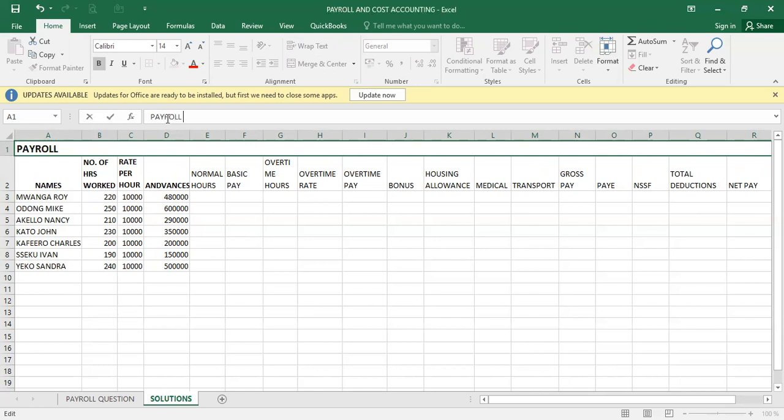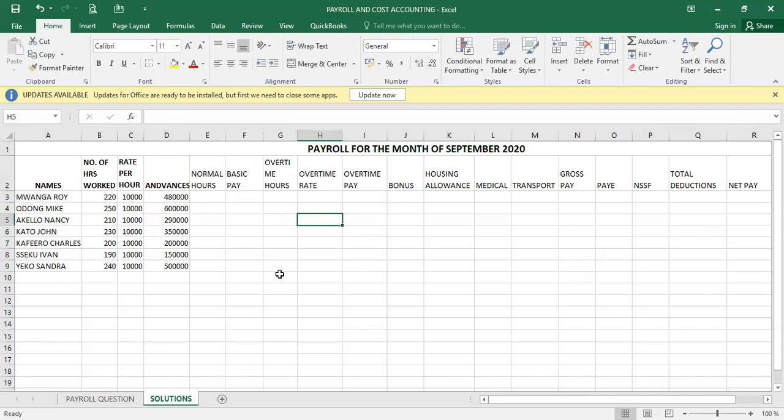Payroll for the month of September 2020. Yeah, from there we are getting at least something. Yeah, it's back now.